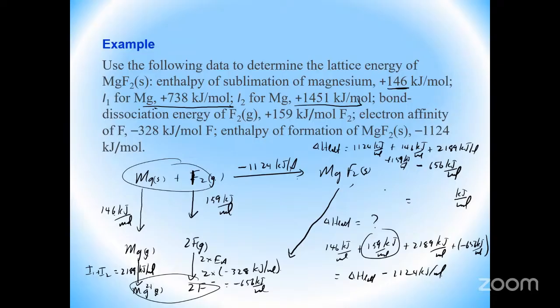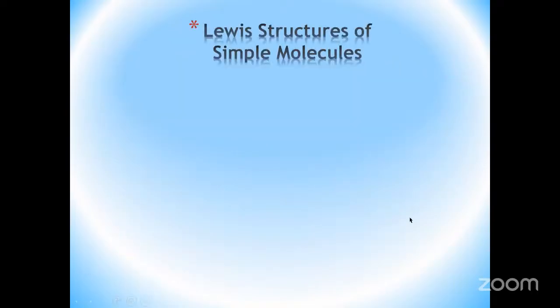2962, so that should be the final answer, right? Okay, so that's a typical Born-Haber cycle type of question that you could get in your future exam, right? Any questions about this? Any questions? All right. Let me proceed to talk about Lewis structures, this time for molecules.